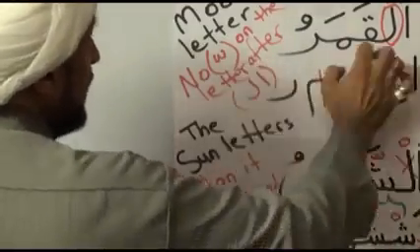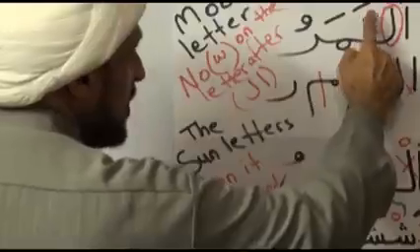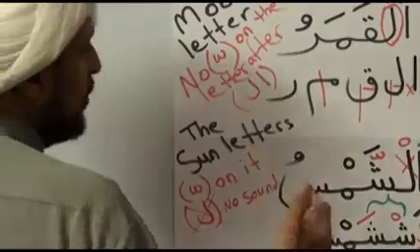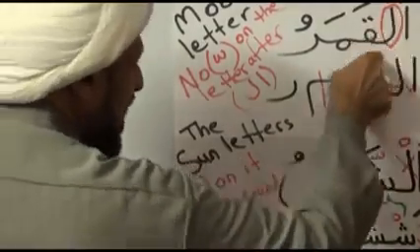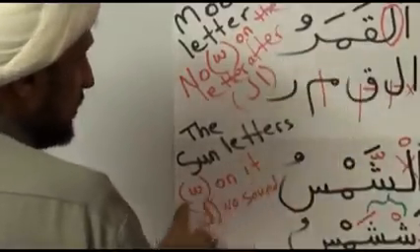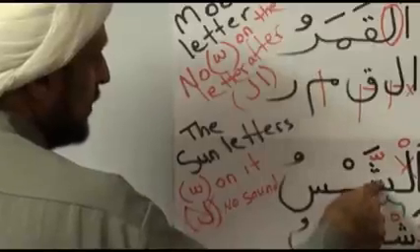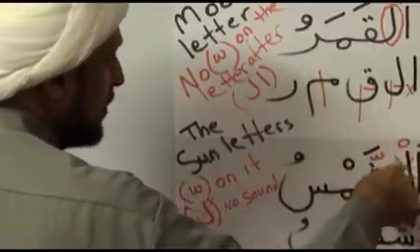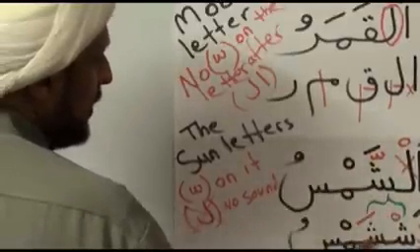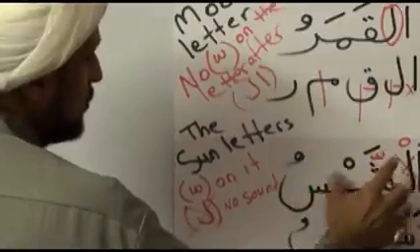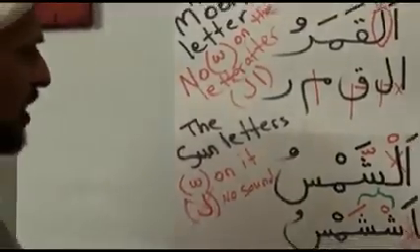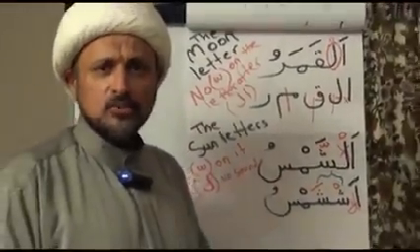But at this point, moon letters don't take shadda, and with the article alif-lam, like in the moon, the lam is pronounced, al-qamar. In sun letters, there is a shadda on it, and the article alif-lam's lam goes away. It becomes ash-shamsu. This is how you pronounce it, but this is the real written ash-shamsu. So this is something about sun letters and moon letters.